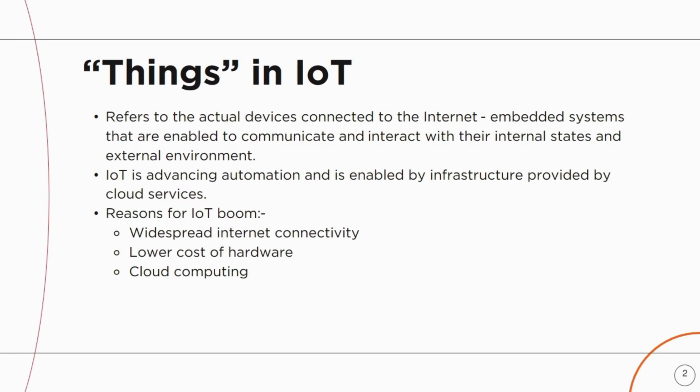Things in IoT actually refer to the devices which are connected to the internet, and they are usually embedded systems that are enabled to communicate and interact with their internal states as well as the external environment. IoT is advancing automation rapidly today and it is enabled by infrastructure provided by cloud services. The reasons why IoT is booming are widespread internet connectivity, lower cost of hardware, and cloud computing.